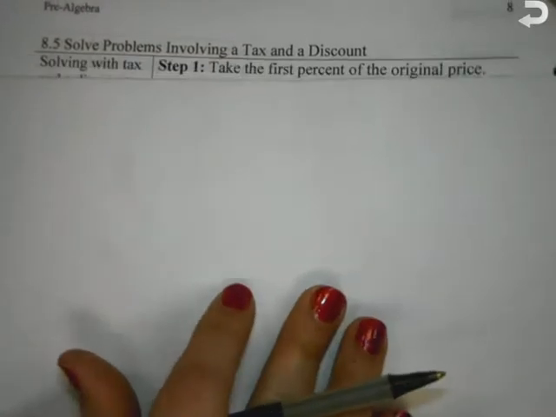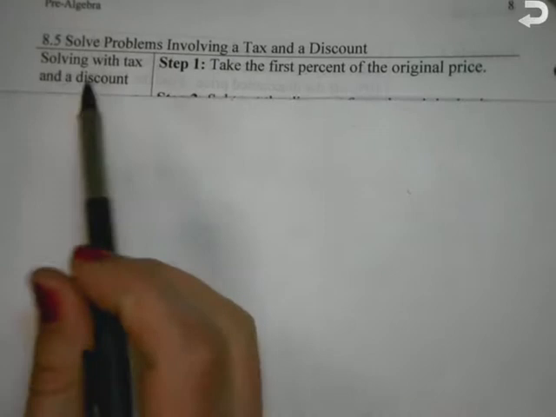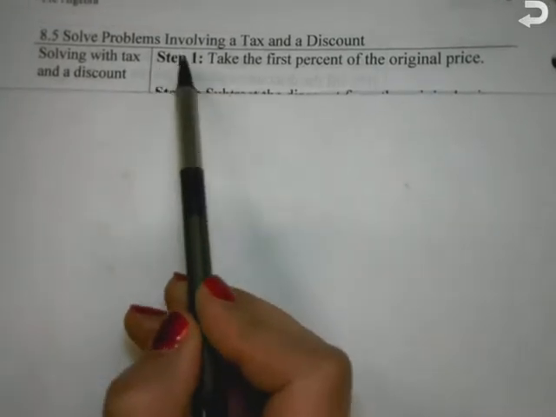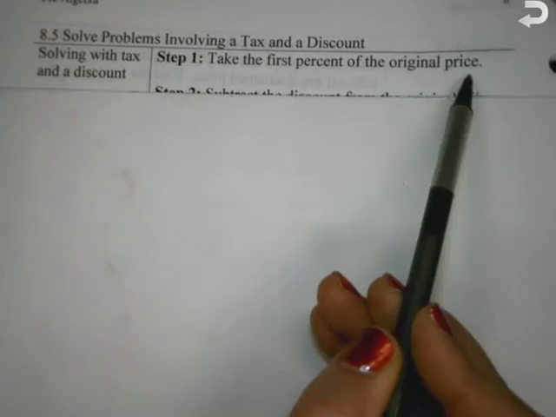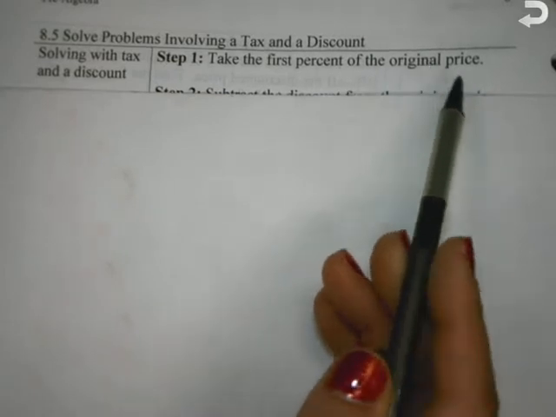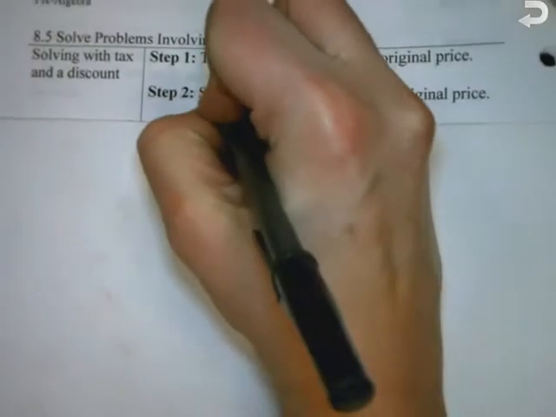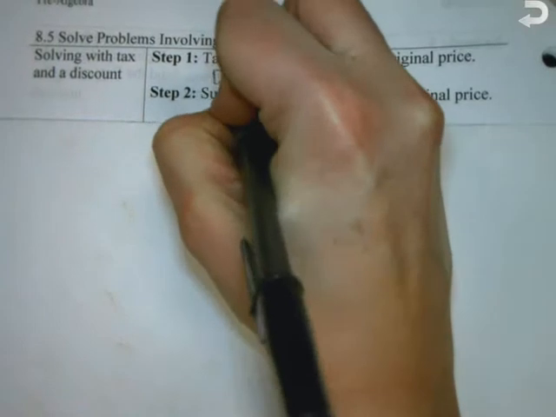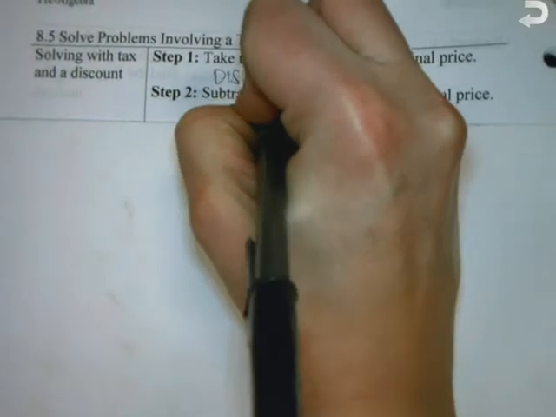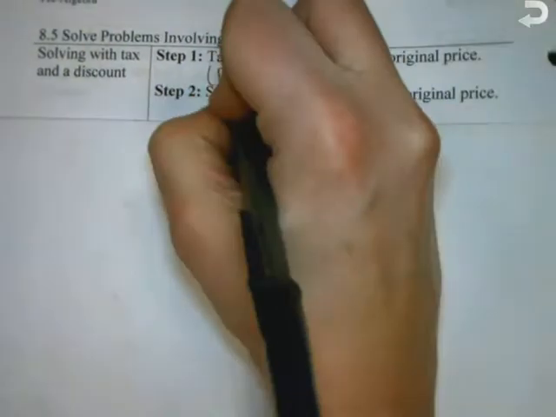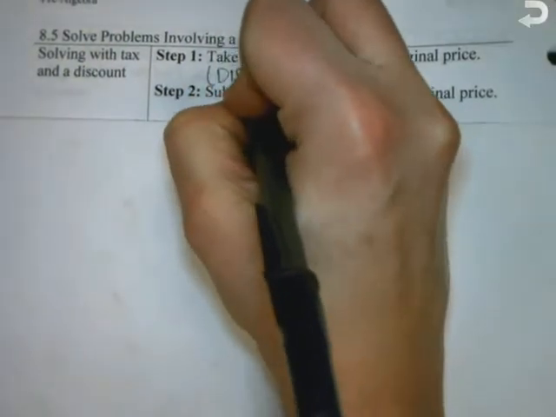Okay, so how do I solve with tax and a discount? Step 1, we're going to take the first percent of the original price. So we're going to find the discount of the original price. And I'm going to write that underneath here as a reminder. That means the discount. Okay, so we take the discount off the original price.